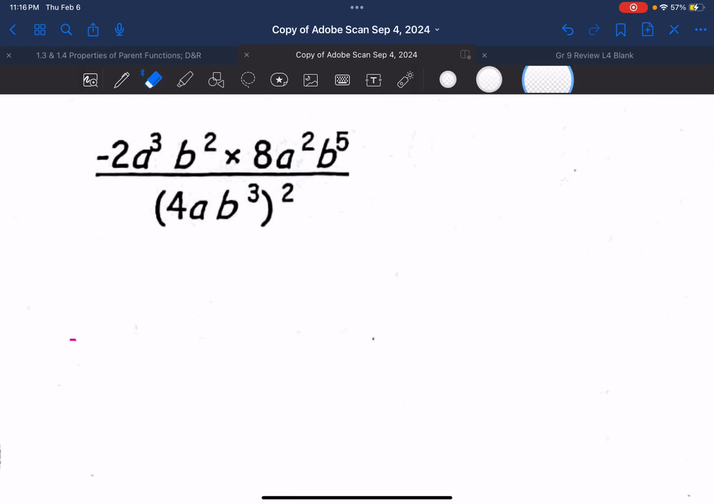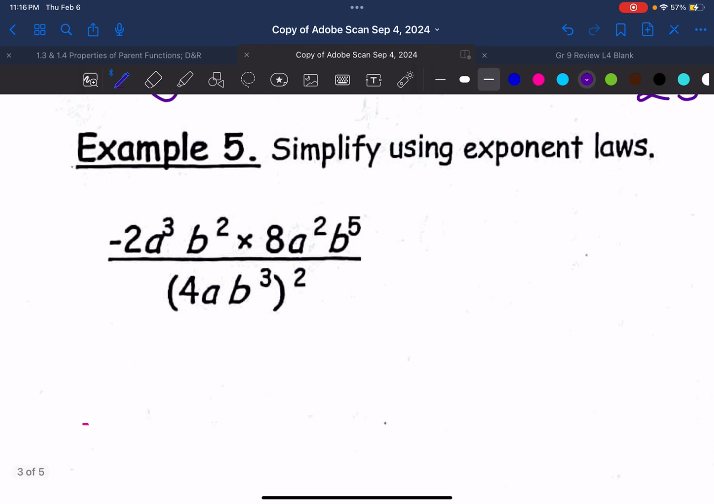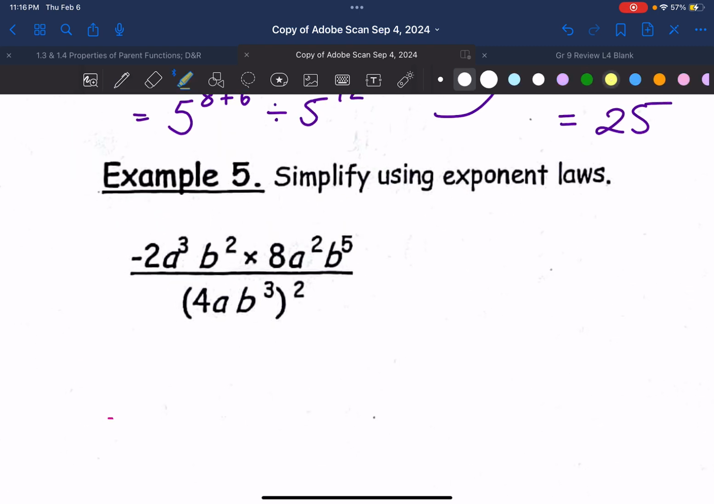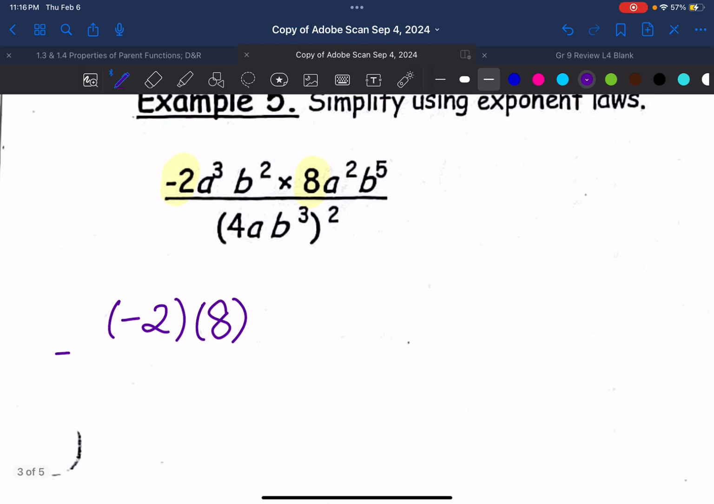So okay, if I'm just looking at the top, I am going to be combining coefficients with coefficients. So for example, negative 2 times 8. I can even write this as negative 2 and times 8. So my coefficients go together.